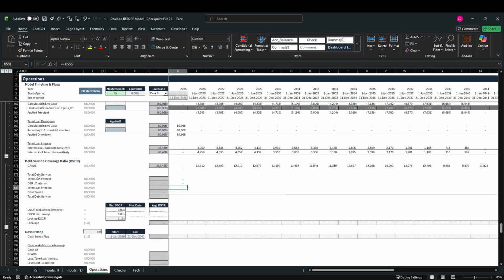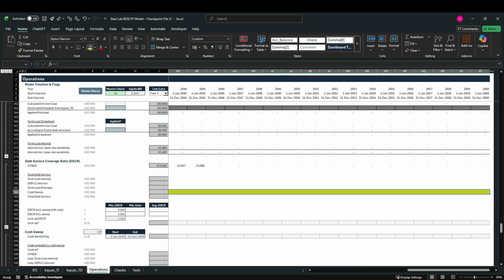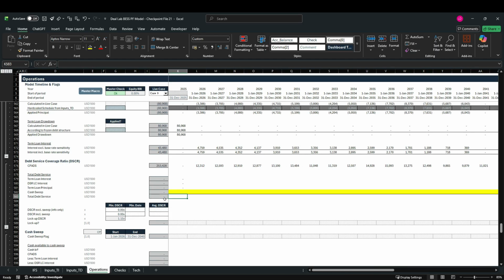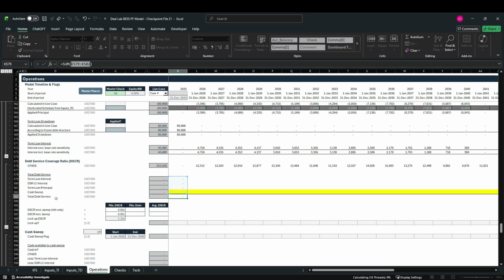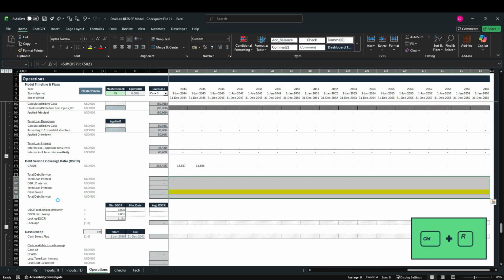And then the last part of our total debt service might be our cash sweep, which we will implement in the next lesson. But for now, let's just highlight this row so we don't forget to implement it later. And that allows us to take the total sum of these 4 items, which are our 2 interest expenses, term loan principal, and any cash sweep that may apply. Hit enter.